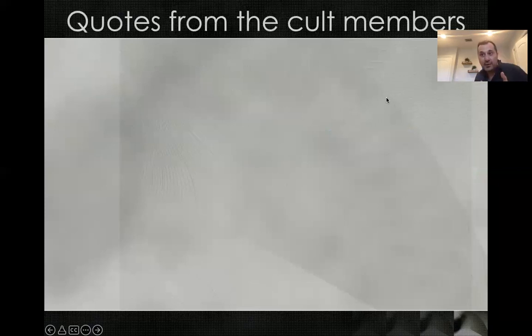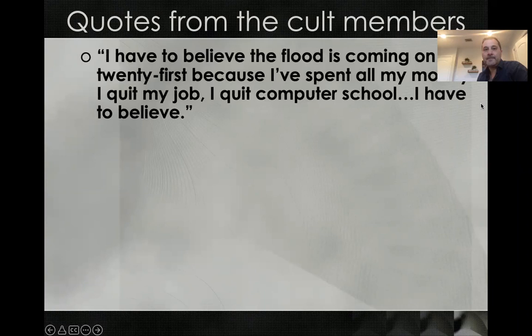You can see the cognitive dissonance in quotes from the cult members themselves, in fact. So these are quotes from the cult members prior to December 21st. Okay, so this is before they realized the spaceship wasn't coming. They still thought the spaceship was coming at the time. So here's one quote. I have to believe the flood is coming on the 21st because I've spent all my money. I quit my job. I quit computer school. I have to believe.